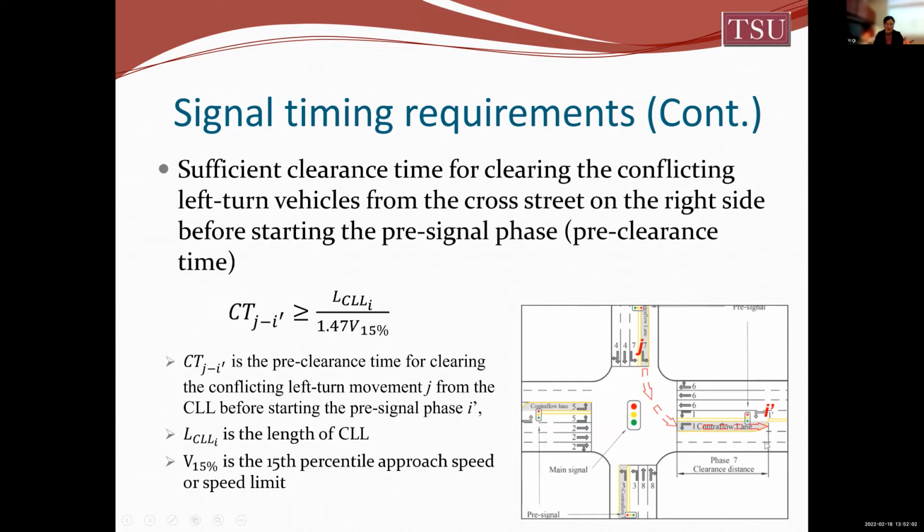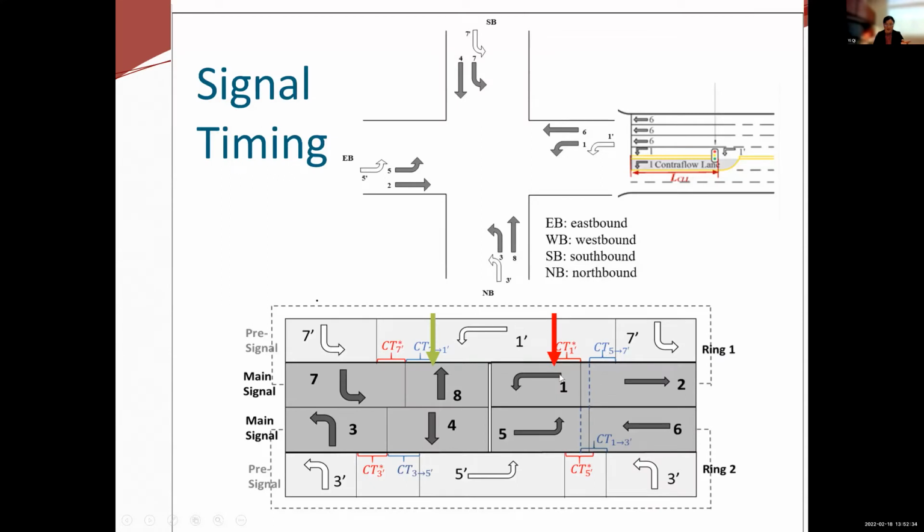So this time was calculated according to the length of the control flow left-hand lane divided by the speed of the vehicle. We use 15% of approaching speed to make it safer. Okay, so this we call the pre-clearance time. That means we have to start the signal a little bit late, wait until all these vehicles clear, and then we turn the signal on. Okay, so we have both clearance times. One is before the pre-signal phase, one is at the end of the pre-signal phase. So here are the two clearance times.